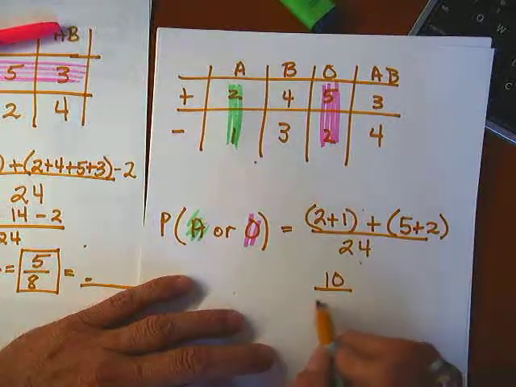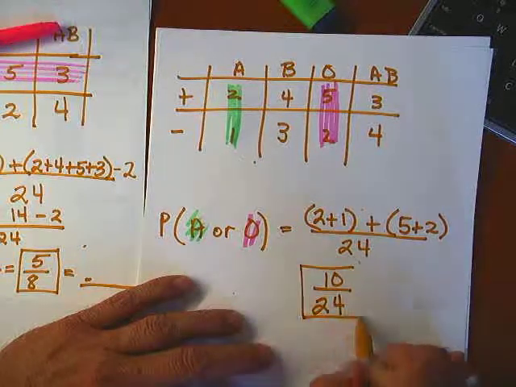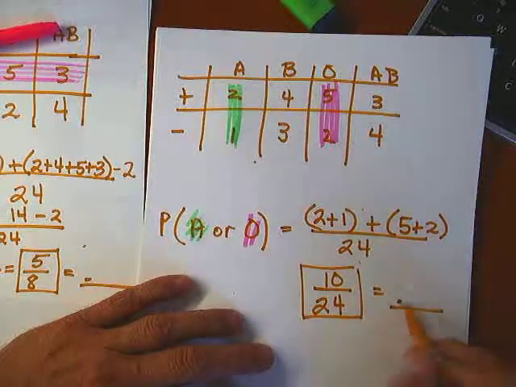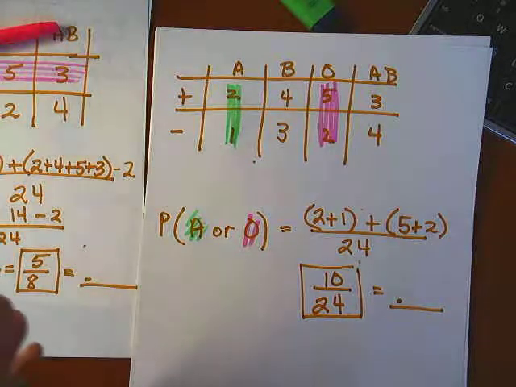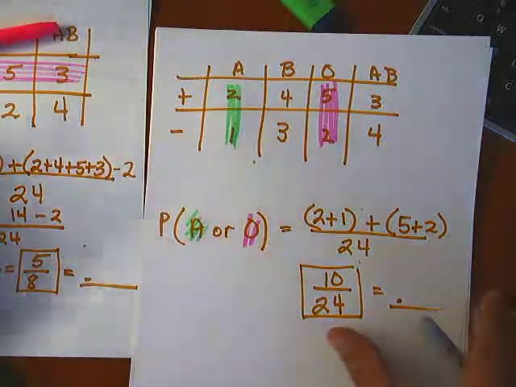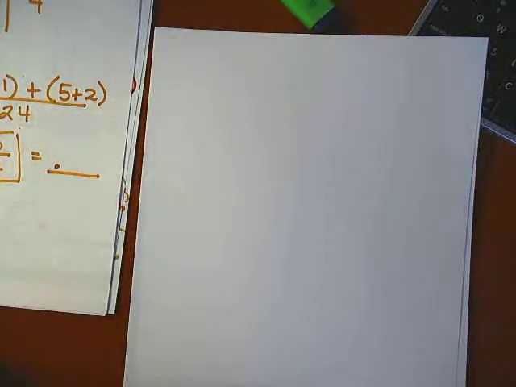Well, Hubert, there's no overlap. Well, if there's no overlap, if it ain't broke, don't fix it. If there's no overlap, you don't have to subtract it. So that would be all over 24. That would be 2 plus 1 plus 5 plus 2, which would be 7 plus 3, which would be 10 over 24. And of course that would equal some decimal between 0 and 1.